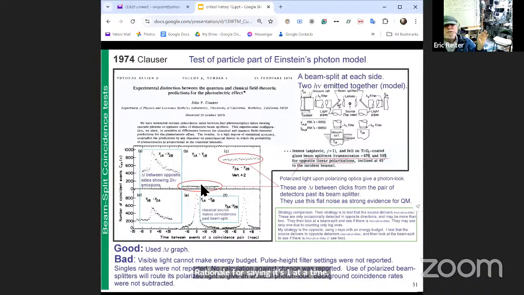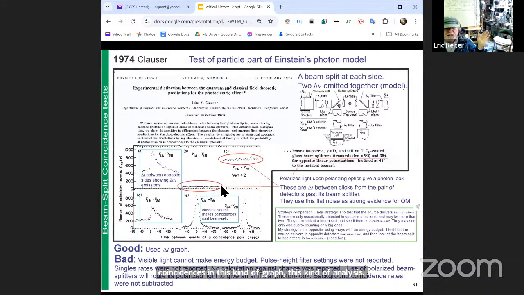And then they do the coincidence, the time difference histogram I was just explaining, and they see this band of noise again, which means it looks like it goes one way or the other at a beam splitter. You do not get coincidences more than chance. And quantum mechanics is confirmed when they see no coincidences in this kind of graph, this kind of analysis.